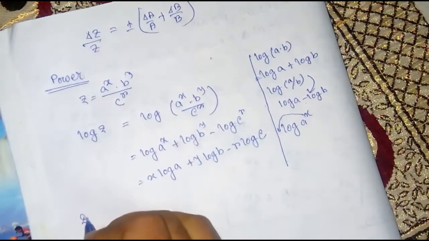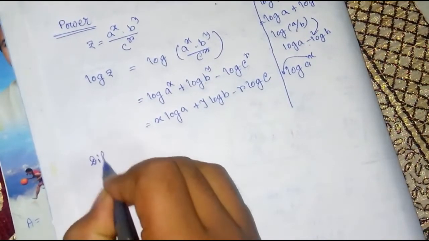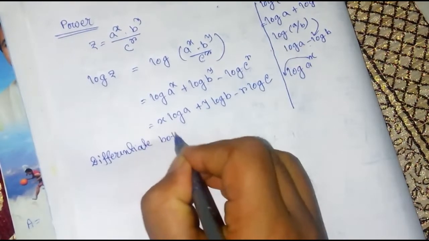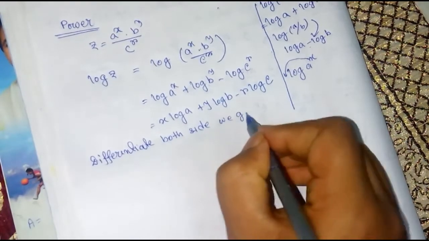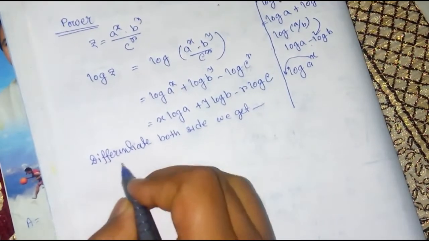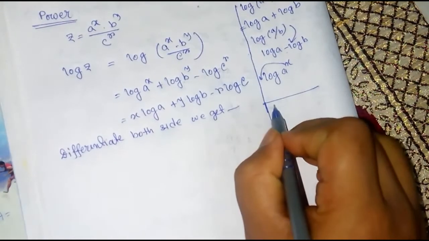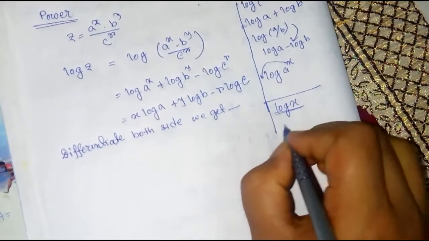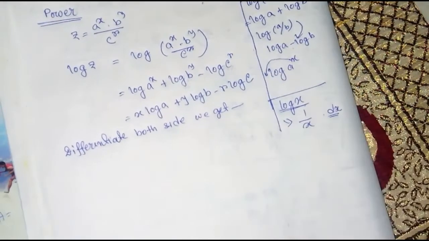Now we have to differentiate. Now after differentiating, let's see what are the formulas of differentiating. If we differentiate log x, it gives us the value 1 by x, okay, and a value dx comes.